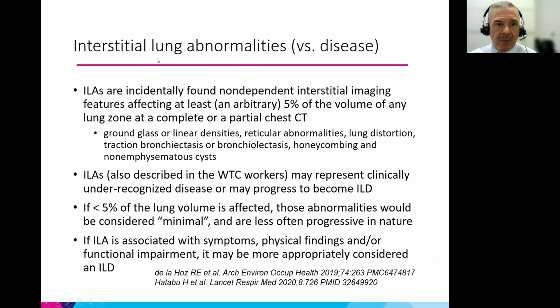I want to spend at least some time discussing interstitial lung abnormalities. CTs are being done left and right in the general population, and a lot of incidental findings of interstitial fibrosis are identified. If they affect at least, this is an arbitrary threshold, 5% of the volume of any lung zone, with any of these features that I mentioned before that are listed here, those are considered interstitial lung abnormalities when the individual doesn't have symptoms or lung function changes, either one of the two.